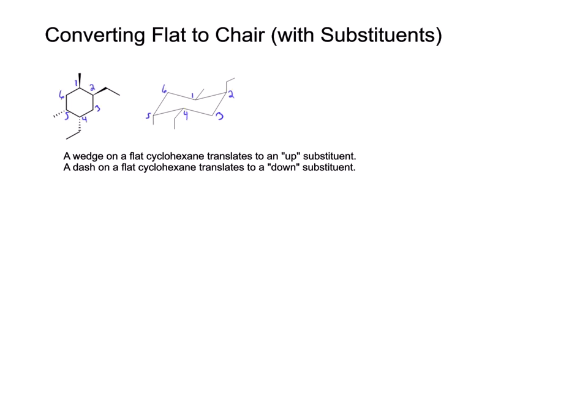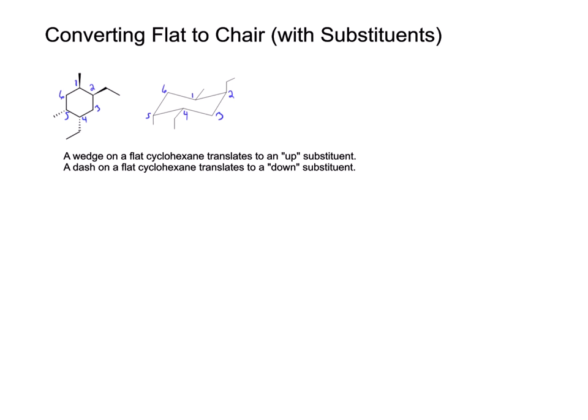You can see now that at position 1, I have a wedge methyl group. Again, wedge on the flat version translates to an up substituent. That's why I have an up methyl group at the 1 position on the chair. At the 2 position, you can see I have another wedge. This is an ethyl group. Wedge means up, so at the 2 on the chair, I have an ethyl group going up.